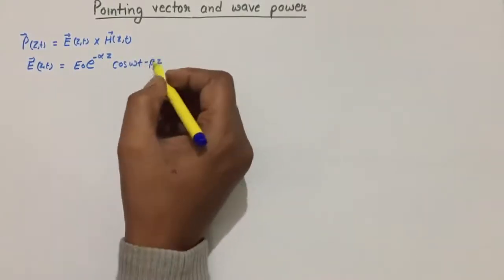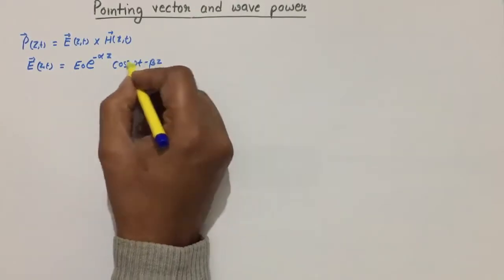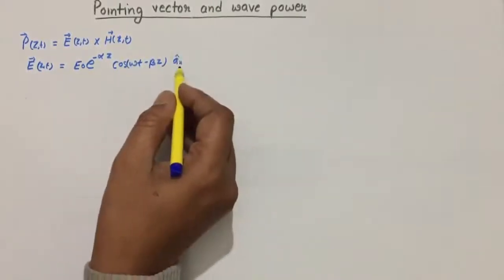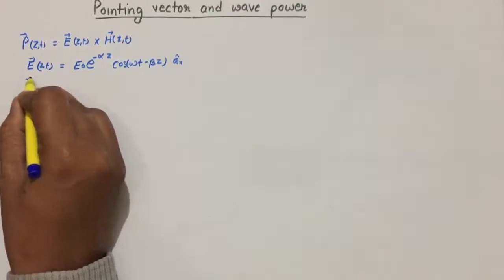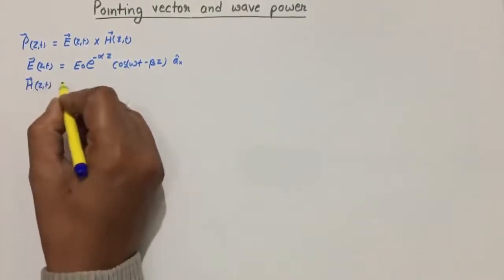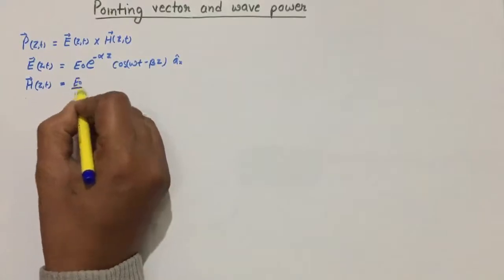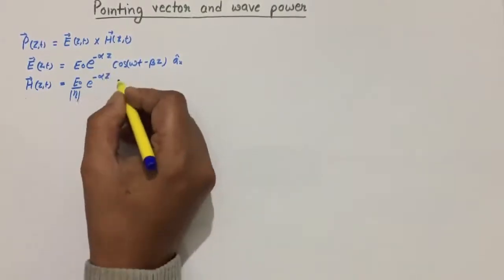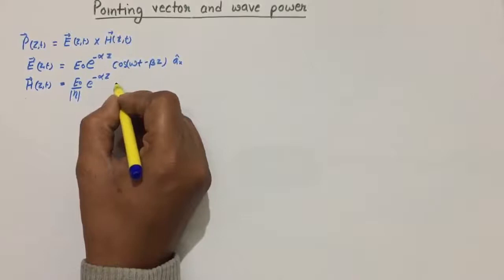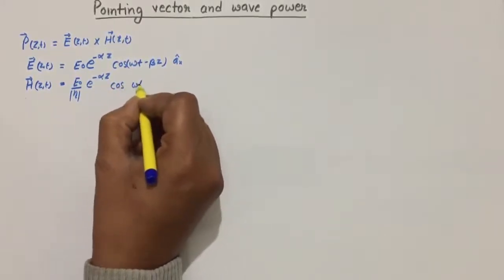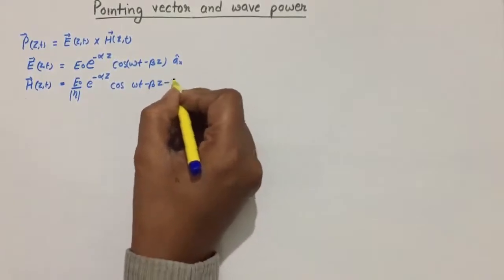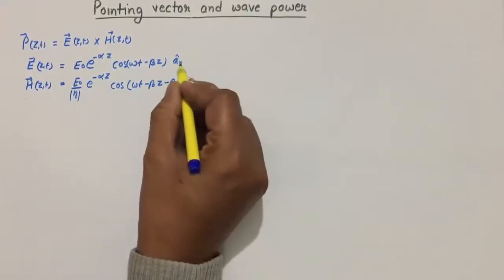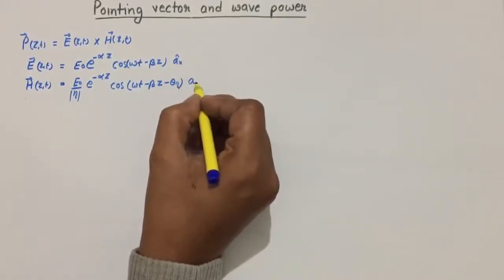We have discussed this. The propagation is in the positive z direction. The E component is along AX, and the magnetic field was E naught by eta e to the power minus alpha z, that is well known to us now because we have discussed these terms many times. So cos(omega t minus beta z) with the lag angle theta eta. That is orthogonal in space, that is AY.